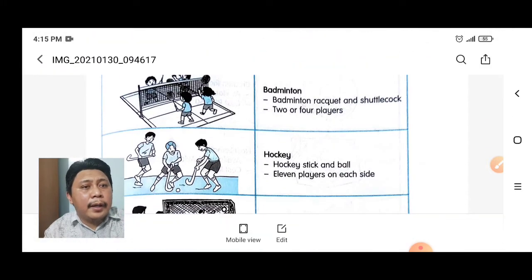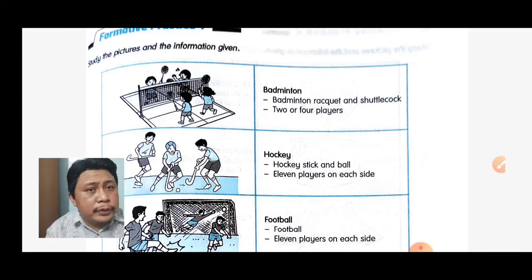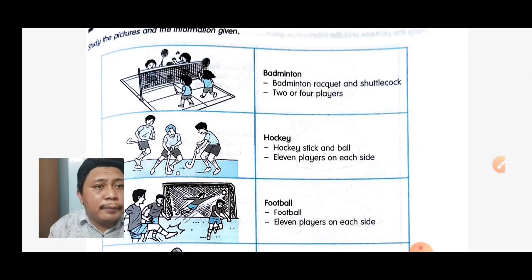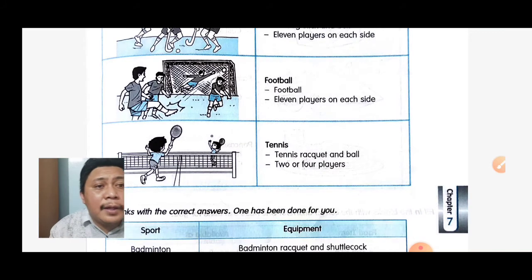After that, all of the phrases here, you also need to study. For example, the first one is badminton, and we have the notes here: badminton racket and shuttlecock, and number 2 is 2 or 4 players. For hockey, hockey stick and ball, 11 players on each side. The third one, football, 11 players on each side. And the last one, tennis, racket and ball, 2 or 4 players.